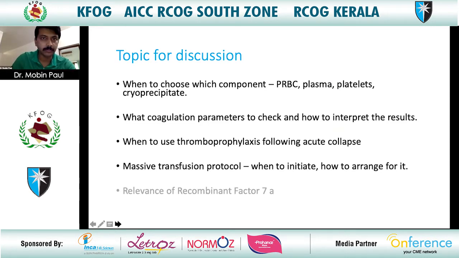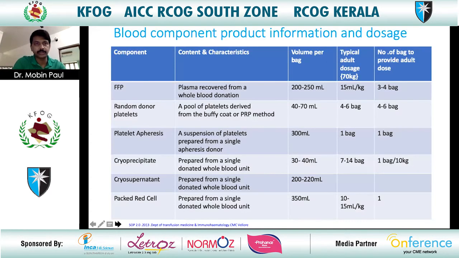So this slide essentially shows the blood components and their basic information. Fresh frozen plasma can be recovered from a whole blood donation, or you can apheresis the plasma, which will be a little costlier. For a routine patient, it's not advisable. Each bag comes to a volume of 200 to 250 ml. Typical adult dose is 15 ml per kg, so you need to give around 3 to 4 bags.